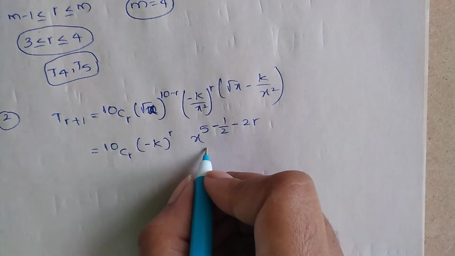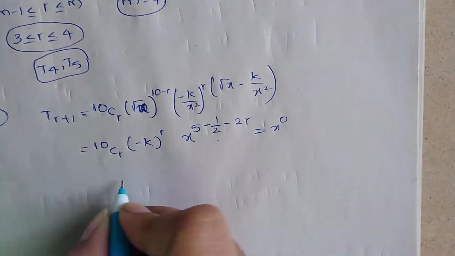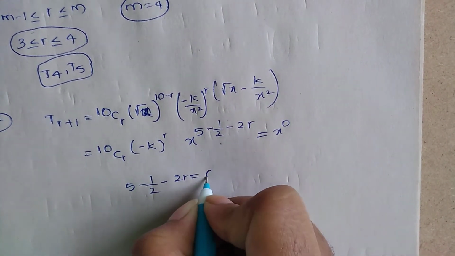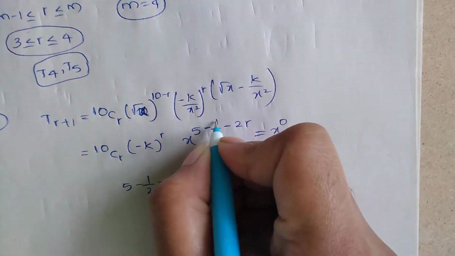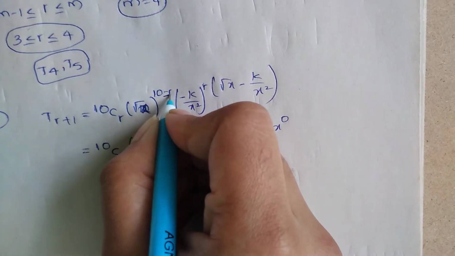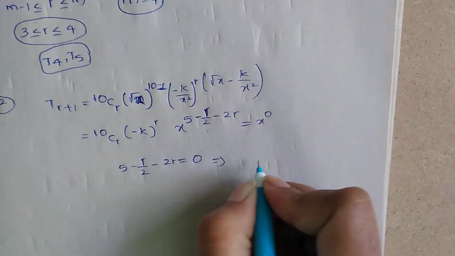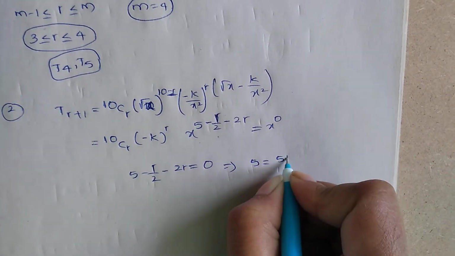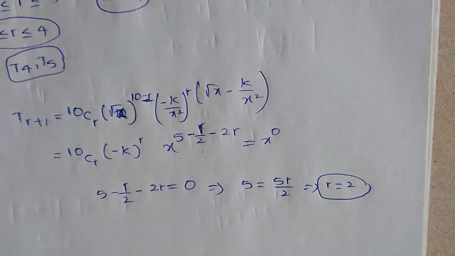Agree? For this to be a constant term, the power of x should be 0. So I am equating 5 minus r by 2 minus 2r with 0. It is r by 2, right? So r by 2. Yes. Now what do you get r as? 5 is equal to 5r by 2, which implies r is equal to 2. Yes, r is equal to 2.